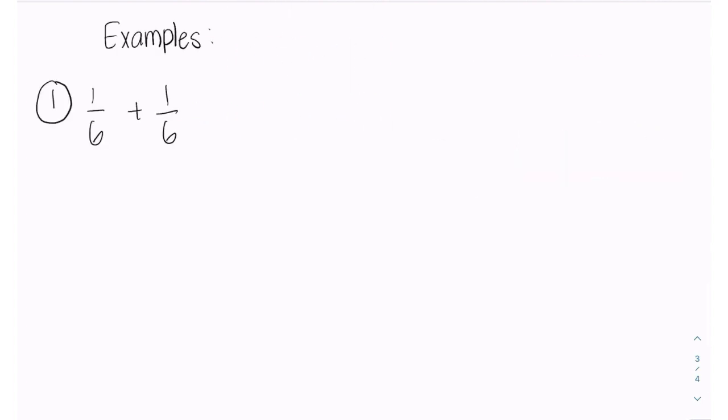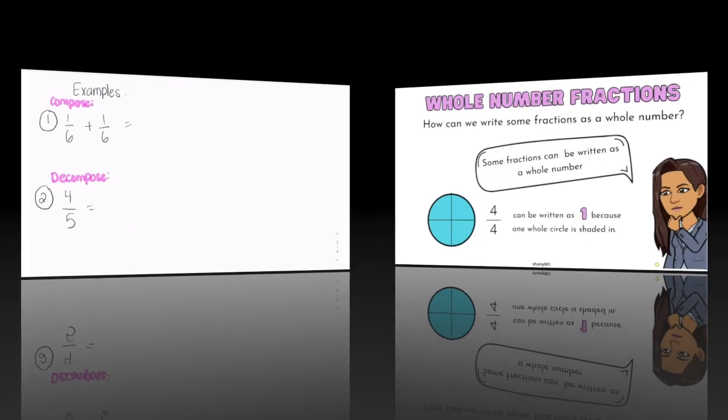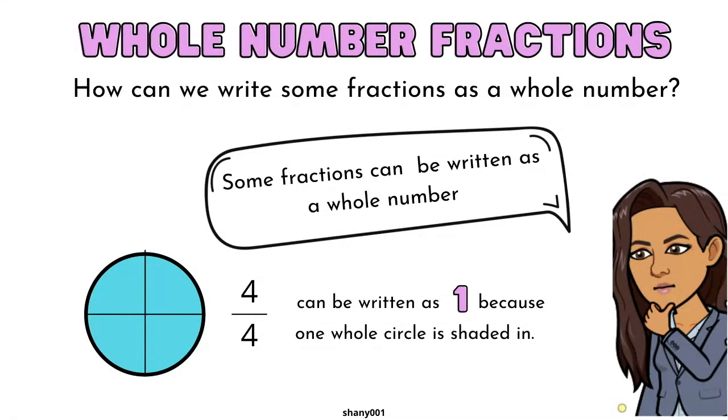Go ahead and try these two examples. Make sure to compose and decompose. Now let's go ahead and look at whole number fractions. How can we write some fractions as a whole number? Some fractions can be written as a whole number. For example, 4/4 can be written as 1 because one whole circle is shaded in. In this example, all of the pieces are shaded in. Therefore, we're calling it a whole number.